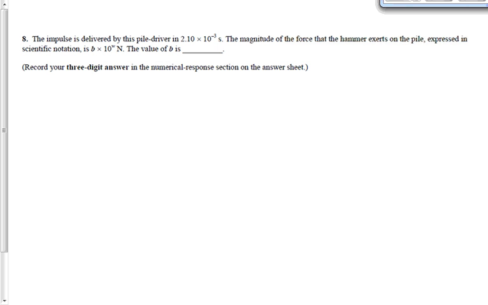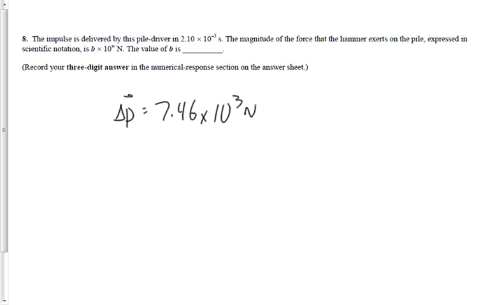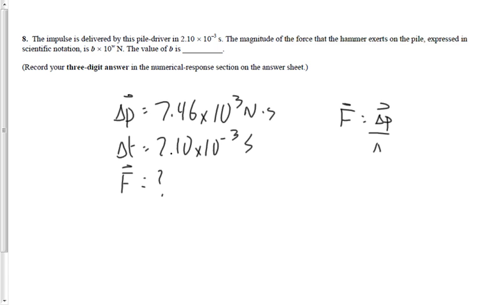Okay, we know the impulse was 7.46 times 10 to the 3 Newton seconds in the last question. We know the time here is 2.10 times 10 to the negative 3 seconds. And we want to find the force here. So pretty straightforward if we recognize all this. Delta P is equal to F times T, or F is equal to delta P over T. That's 7.46 times 10 to the 3 divided by 2.1 times 10 to the negative 3. And what's that work out to be?